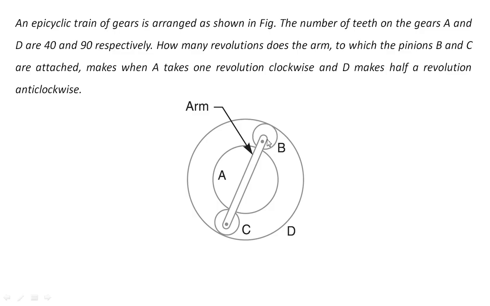And we need to find the speed of the arm when A takes one revolution clockwise and D takes half a revolution anti-clockwise. So let us write the given data. TA and TD is given to us, that is 40 and 90 respectively, and we have to find the speed of the arm for the given conditions.